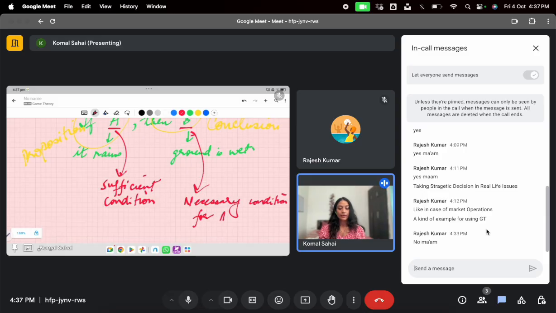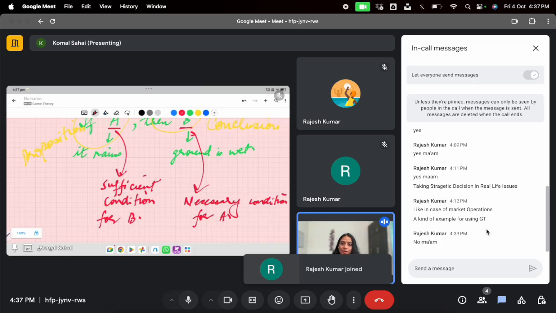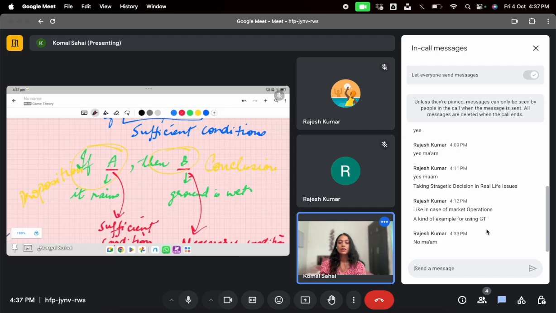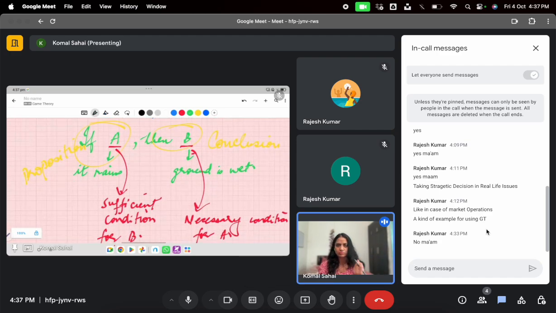Necessary condition for A and sufficient condition for B. Alright, so if you remember this kind of example, it will be easier for you to go back and forth. I'll just give you another example so that whoever wants to remember it in a particular way can do so.